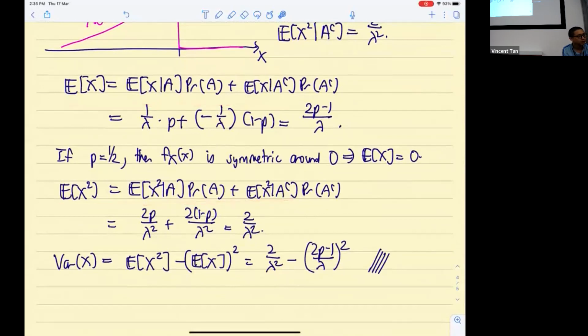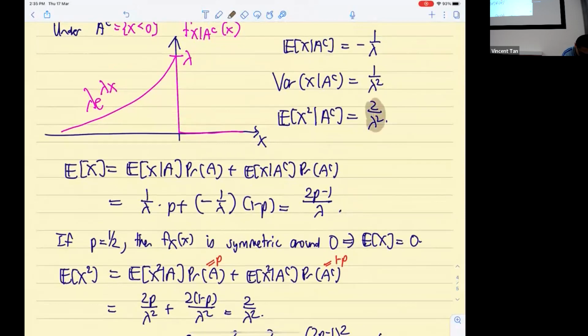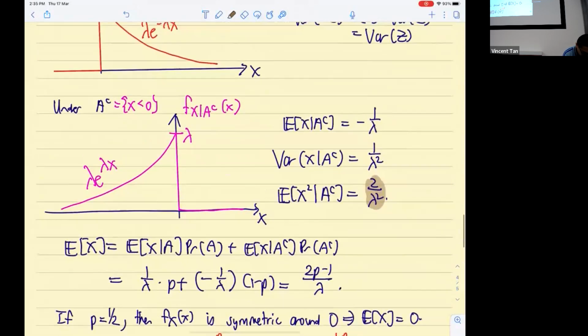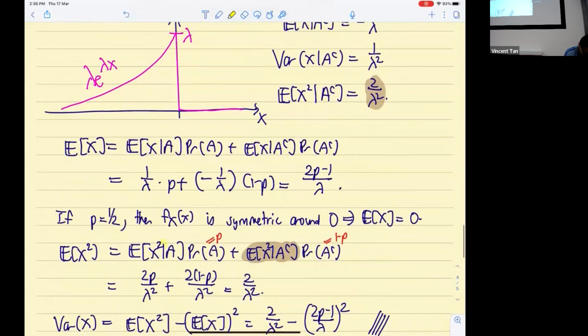times. Now, the law of total probability can be applied to x, of course, and can be applied to x squared as well. You just have to change the x to x squared. And I'm just making use of all the statistics we have calculated. This is equal to p. This is equal to 1 minus p. And the second moments, you can obtain them from here. This is 2 over lambda squared. And then the second moment here is equal to 2 over lambda squared as well. So we are making use of it. We are plugging it into here.